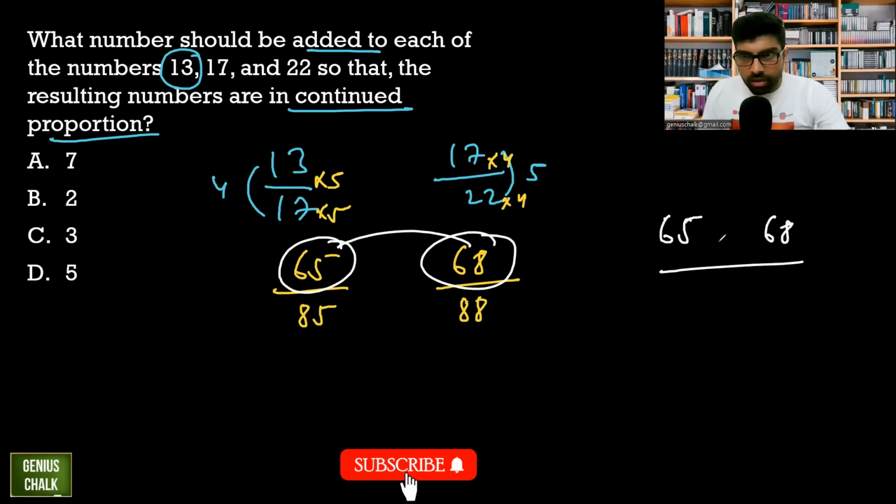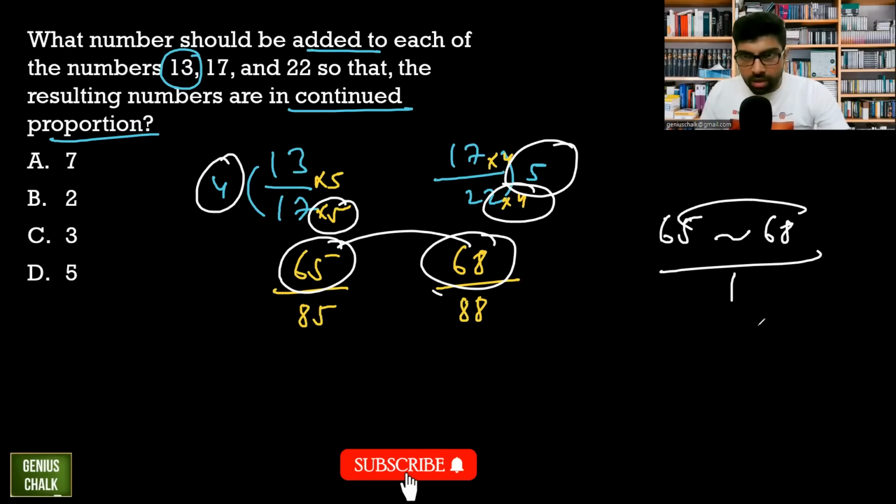What is the difference? 65 and 68, that is 3. And what is the difference in the ratio? 5 and 4, the difference was 1. So what is my answer? It is 3 by 1. Again, my answer is 3. We can cross check it.